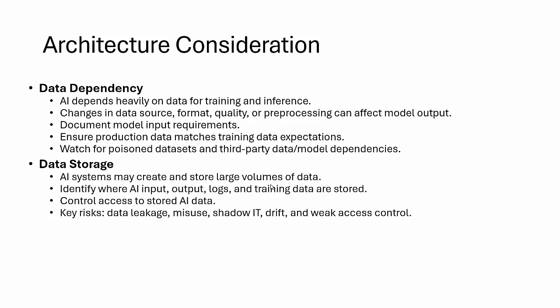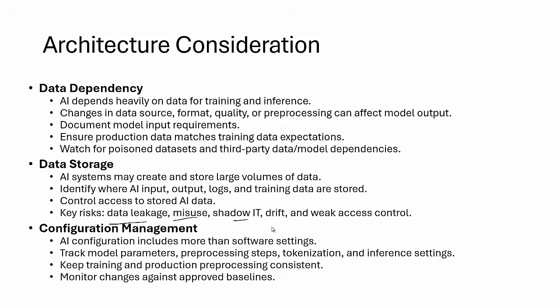So an AI system may create a store and volume of data. We need to identify where the AI inputs are, and we need to have control access to the stored AI data. For example, the key risks are data leakage, misuse, shadow IT, drift, which basically leads to bias, and weak access control. So we need to make sure we have proper security control on the data.